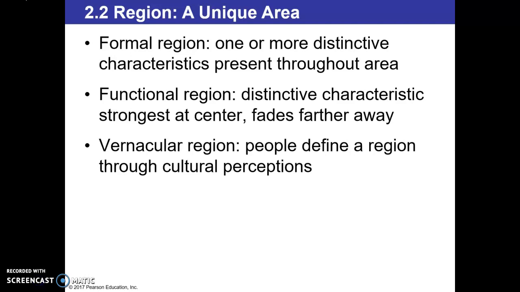A functional region, also called a nodal region, is an area organized around a node or focal point. The characteristic chosen to define a functional region dominates at a central focus or node and diminishes in importance outward. The region is tied to the central point by transportation or communication systems or by economic or functional associations. And lastly, we've got the vernacular region or perceptual region. This is an area that people believe exists as part of their cultural identity.